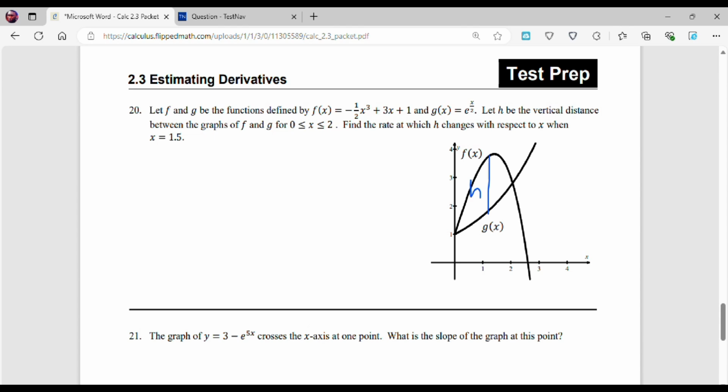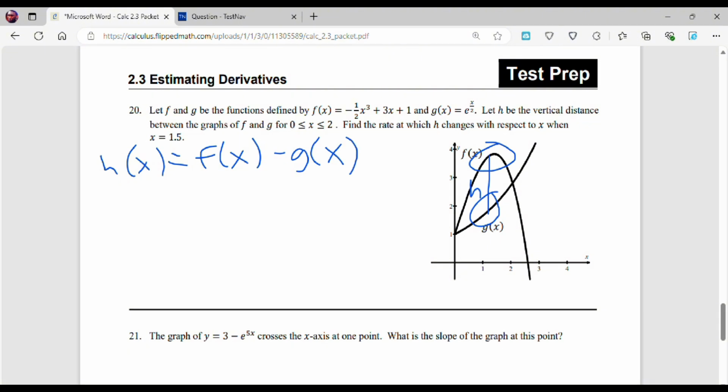Alright, so to find the rate at which h changes, we need to have an h function. Well, what is the h function? Well, we know that h is the vertical distance between f and g. And so, it would be safe to assume that our h of x is this function right here minus this function right here. So you're going to do top minus bottom to get your h of x. So h of x is equal to top function minus bottom function.